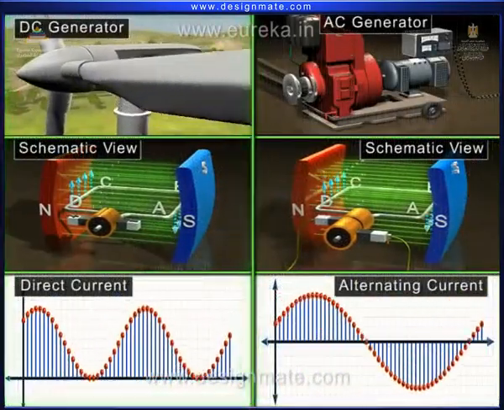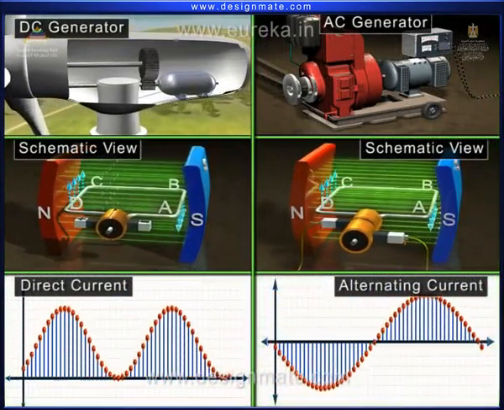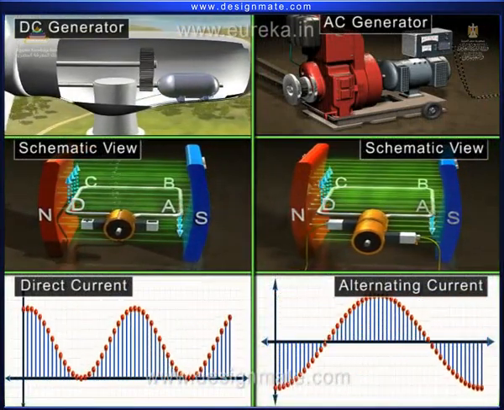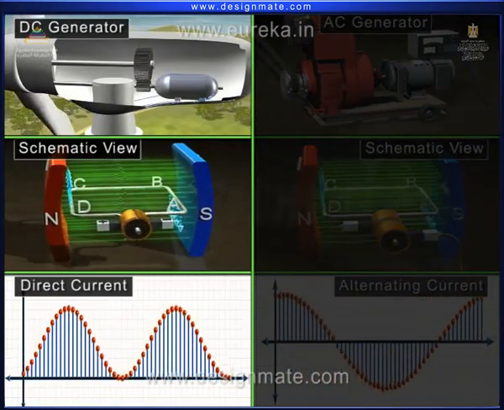A DC generator differs from an AC generator, as a DC generator produces direct current, and an AC generator produces alternating current. Now let us see the DC generator in detail.